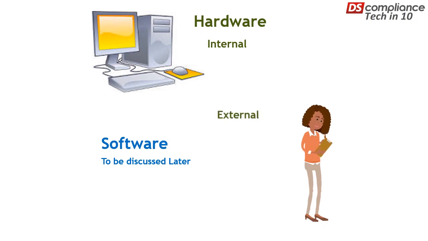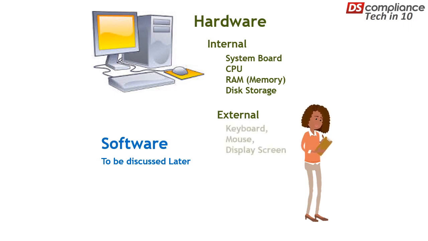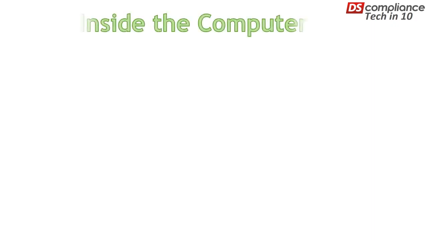Internal components sit inside the computer and comprise such things as the system board, or motherboard, CPU, or central processing unit, memory, and disk drives. External hardware comprises the likes of the keyboard, mouse, and display screen, sometimes called peripherals. So let's look at some of the internal components in more detail.